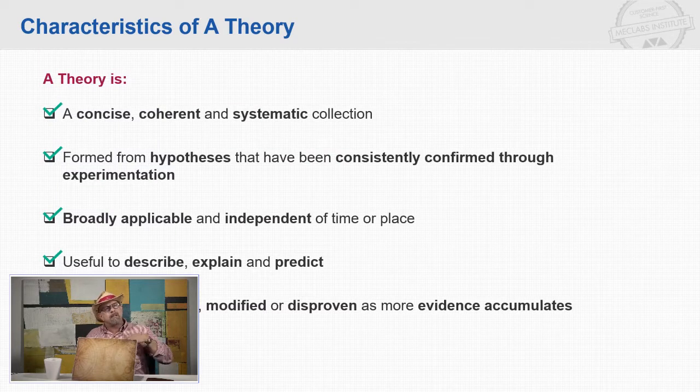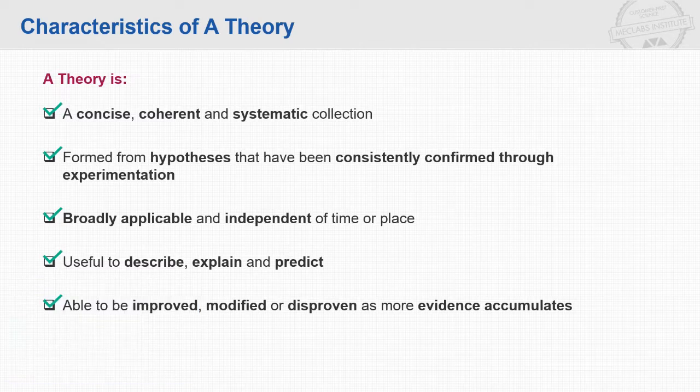So let's think for a moment about some of the characteristics of a theory. It's concise and coherent, and it's systematic. It's formed from hypotheses that have been consistently confirmed through experimentation, and typically these must be repeatable. It's broadly applicable, it's independent, it's used to describe, explain, and predict, 3 key words. And it should be something you can falsify, or you can improve.